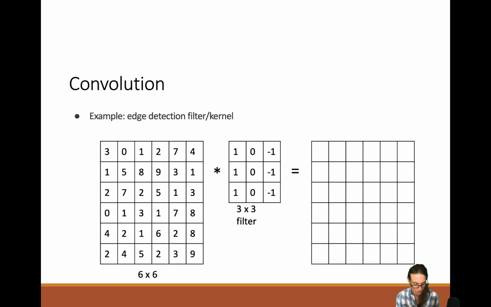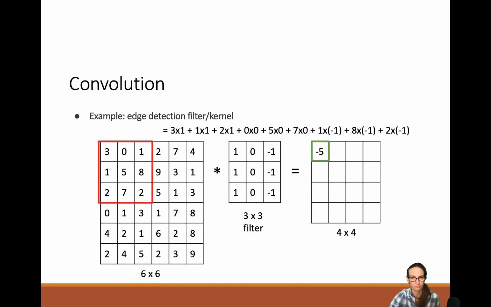So we have our image and we are using a filter. Now, how do we go about calculating the convolution? You overlay the filter over the original image, and then you calculate the product of each element with each element of the filter. 3 times 1 plus 1 times 1 plus 2 times 1 plus 0 times 0 plus 5 times 0, etc., resulting in the new element in your feature map.